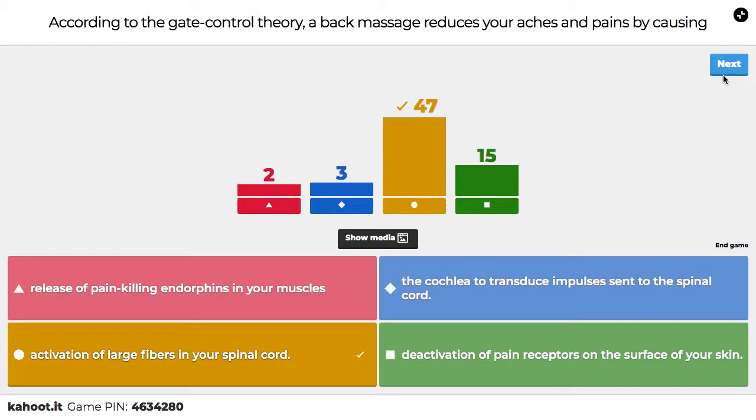Okay, good. So with this, the small fibers are going to be perceiving pain, so that opens the gate. And then if we have the large fibers, like with the massage or the warmth, those are going to be active so the small fibers can't be.